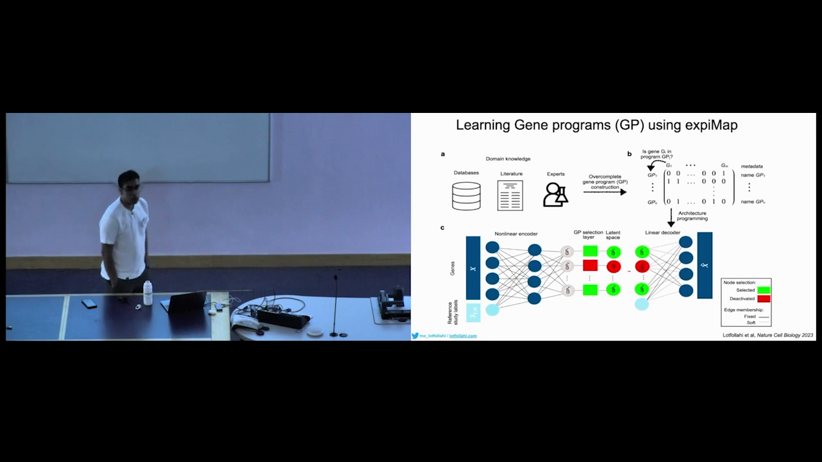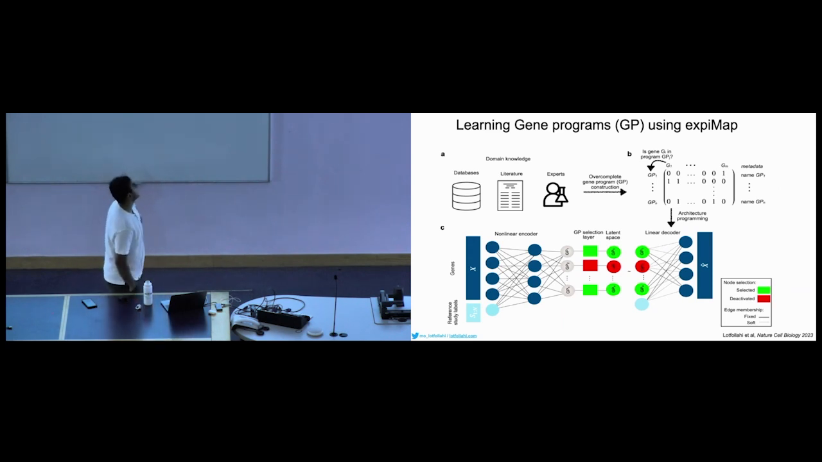So each row is a gene program and each column is a gene. And 0 means that that gene is not part of that gene program. So it's like a membership indicator variable. And 1 shows that that gene is part of that gene program. So the idea was to encode that gene program matrix into a latent space of a conditional generative model, in this case, a conditional VAE.